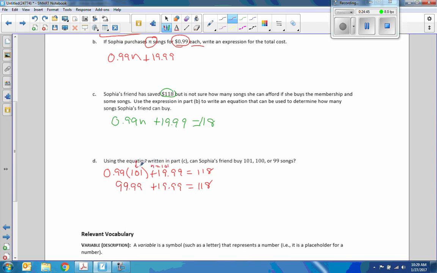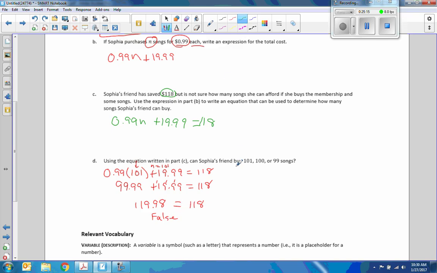Okay, right here. So now 9 plus 9 is 18, plus 1 is 19, carry the 1. 9 plus 9 is 18, plus 1 is 19, carry the 1. 9, 10, 11. 119.98 is greater than 118, so she cannot buy 101 songs. That's too many.